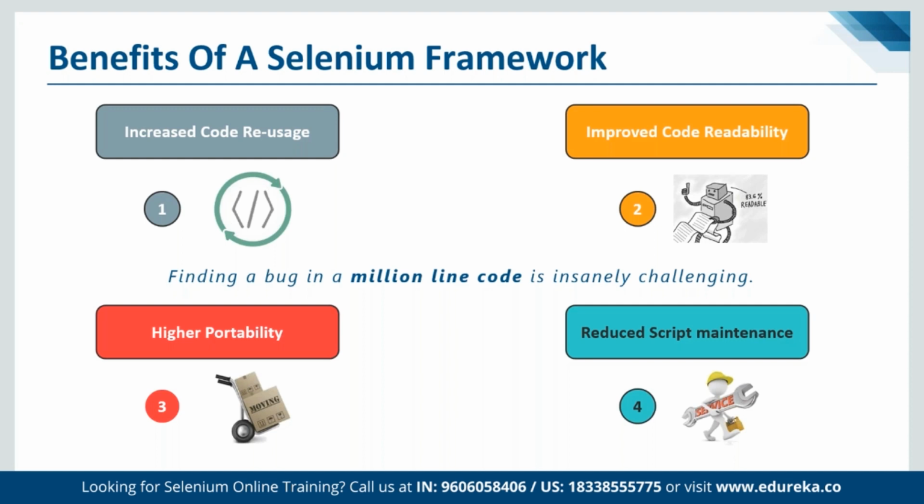Increased code reuse. So a lot of the code you can reuse. It improves code readability because it is in a very structured format. You can read it much more easily. You can understand where I have to find or customize. If there is any change in the application, you will be able to find out where to go and check it and make the necessary changes. All these things are possible with a framework.